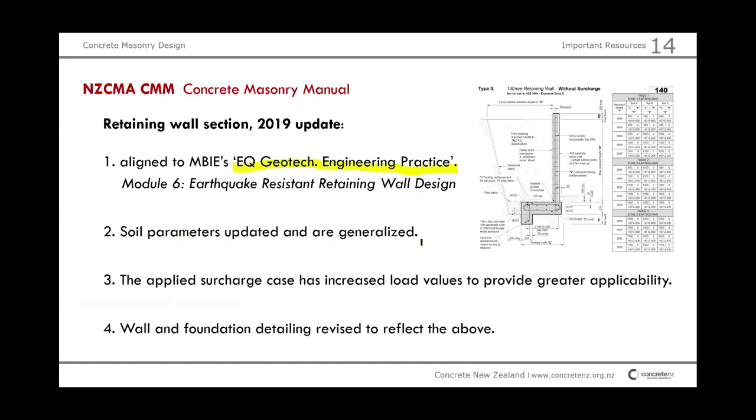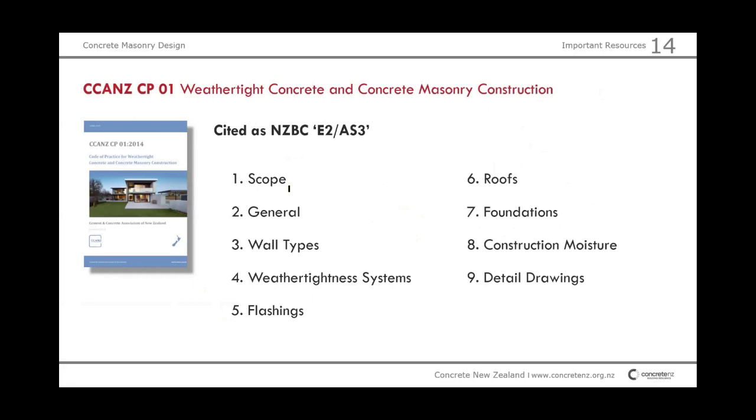So soil parameters are now more generalized. We applied various surcharges a little bit more accurately. And all the changes reflect the guidance from the earthquake findings. Once again, CPO1: we provide wall types, weathertightness systems, flashings, roof, foundations, construction moisture, and detailed drawings as well. They are very comprehensive. They always refer back to the text. So it's good stuff, also free to download.